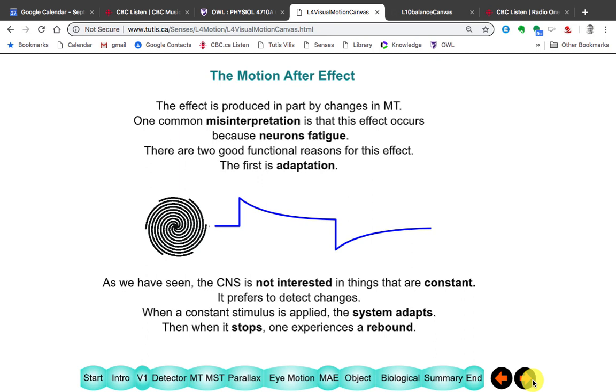Well, one misinterpretation is that it's happening because your neurons are getting tired. Well, neurons don't get tired for no reason. It could be this property of adaptation. We saw that the brain is interested more in things changing. So if things stay the same, the signal gradually dissipates, and then when it stops, you have a rebound. And things that aren't moving, you start sensing that they are moving.